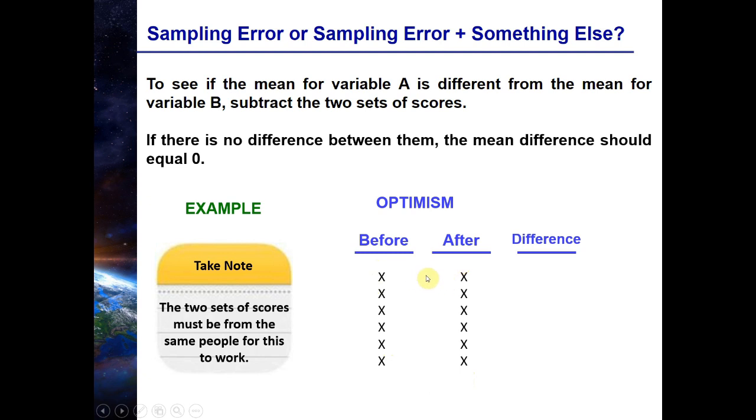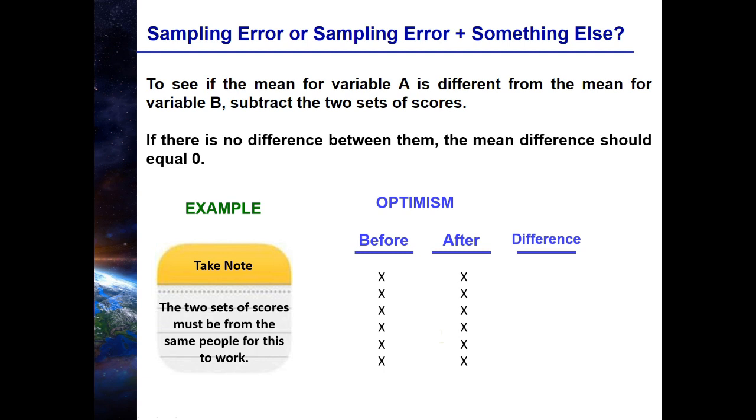Did they change from before to after? Theoretically, if you got a 5 here, what should you get here? If there was no change, you should also have a 5. If your friend got a 4 here, then she should also have a 4 here. If this is a 2, this should also be a 2. If this is a 6, this should be a 6, if there really is no change between before and after COVID.